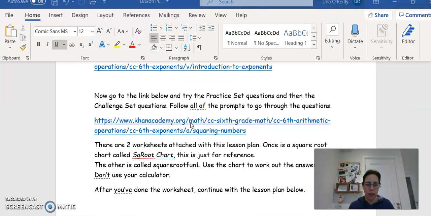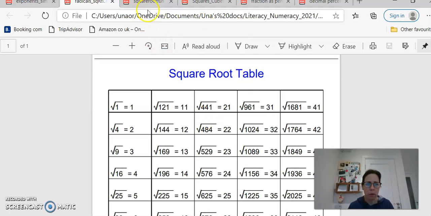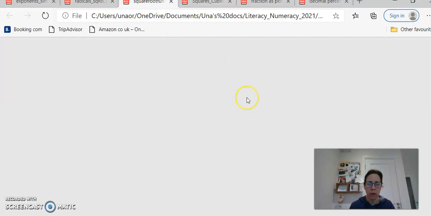And then the other one is called square root fun 1. Don't use a calculator, okay? I want you to use the chart. And if you have to, just work it out using multiplication. That one I do have open, I hope, here as square root fun. This one. Okay, there you go.